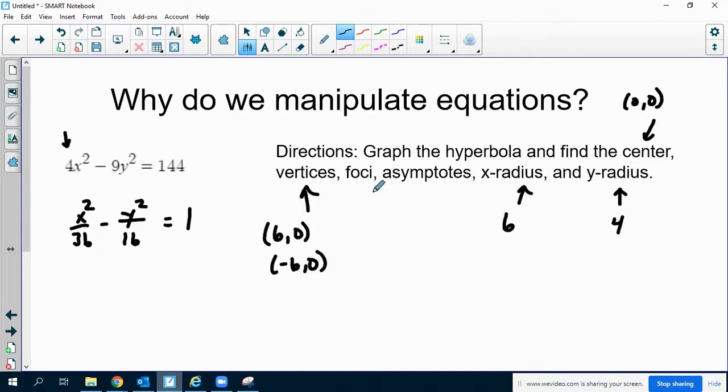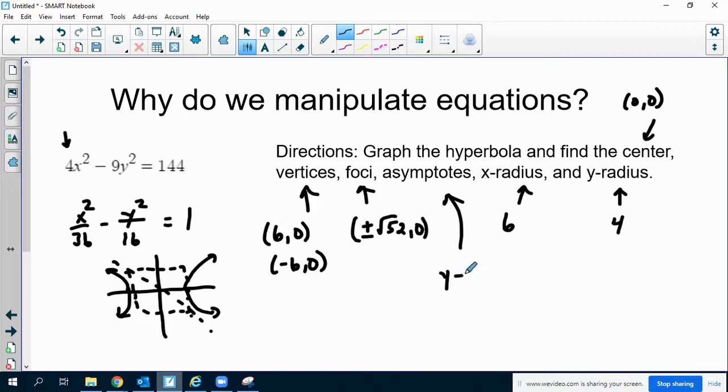And we know that the foci, we know that they're on the outside in a hyperbola, so they would be at plus or minus the square root of 52 comma 0, because we would take a squared plus b squared to get where the foci are. We have y minus 0 equals plus or minus 2/3 (x minus 0), or y equals plus or minus 2/3 x. So we can quickly get everything if we manipulate it into our graphable form.